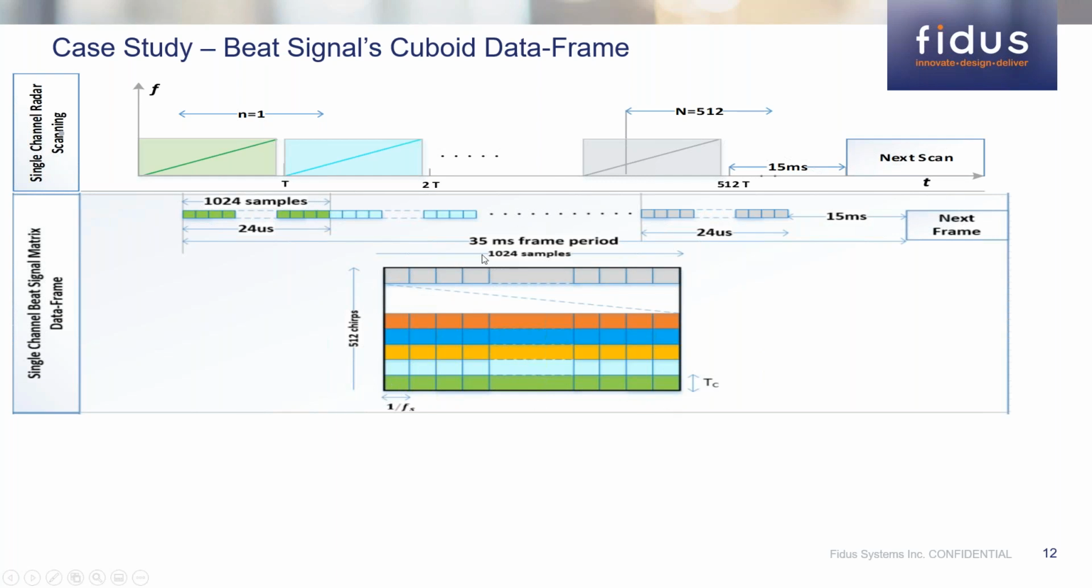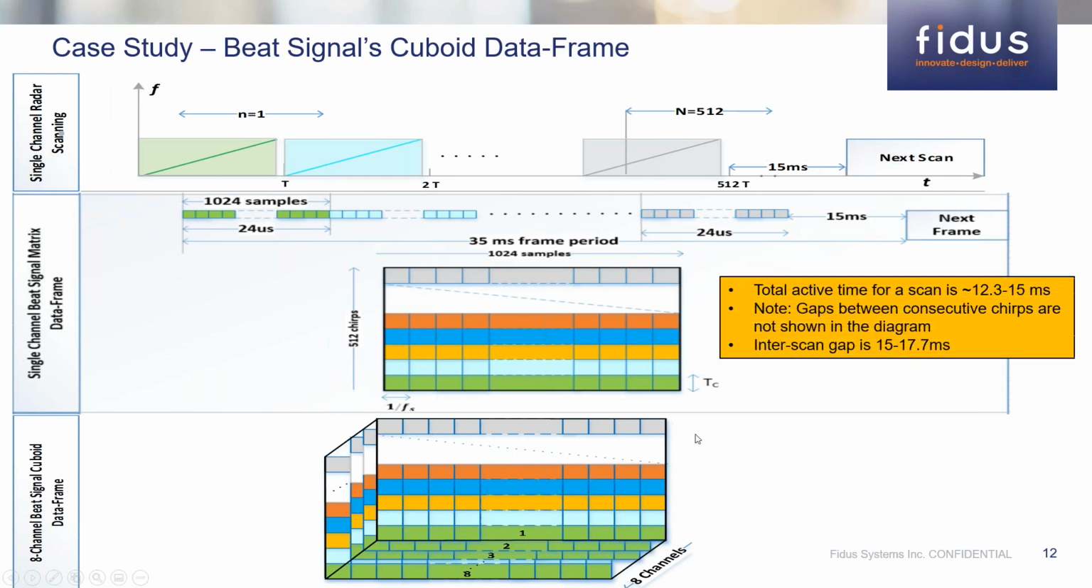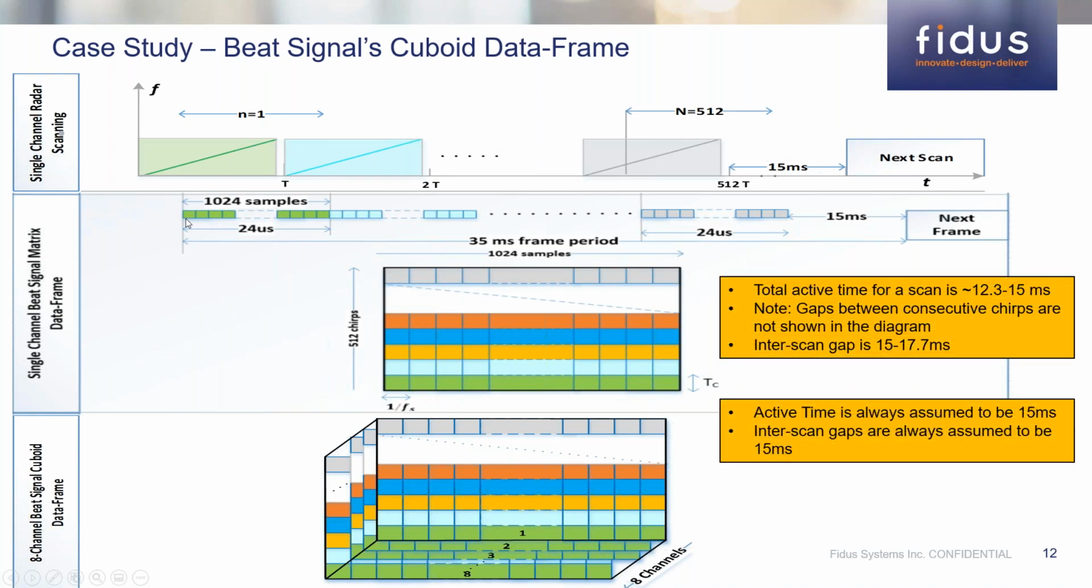The frame time is considered to be approximately, there's a typo here, 30 milliseconds, 15 plus 15. 30 milliseconds, not 35. And if we go across all channels and put together those matrices, we are going to get a cuboid of data, and each one of those matrices corresponds to one channel. The active time for our use case will be between 12 and 15 milliseconds. However, we are going to always consider it 15 milliseconds, and the scan gap is also always considered to be 15 milliseconds.